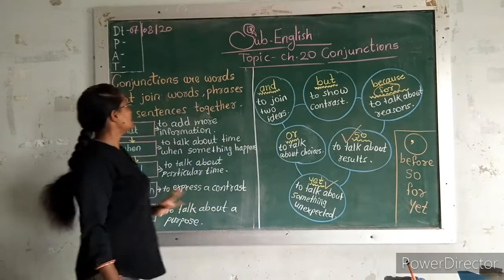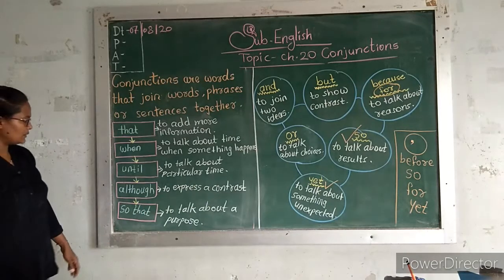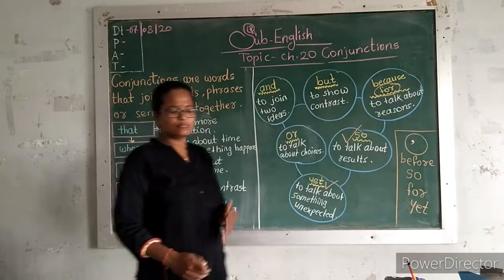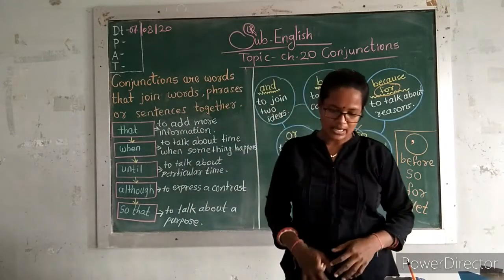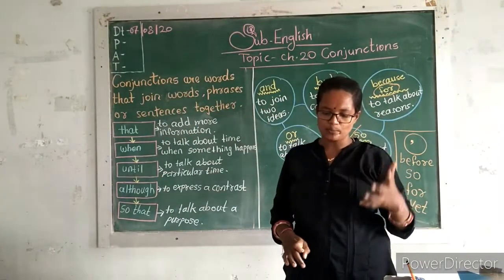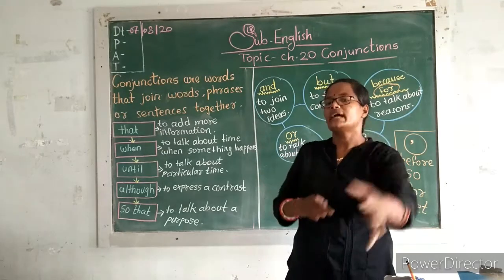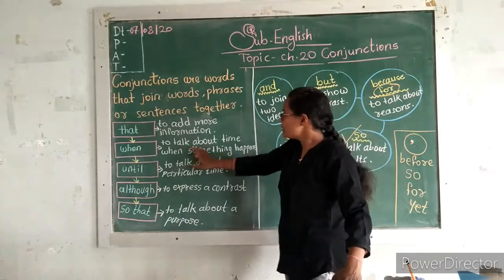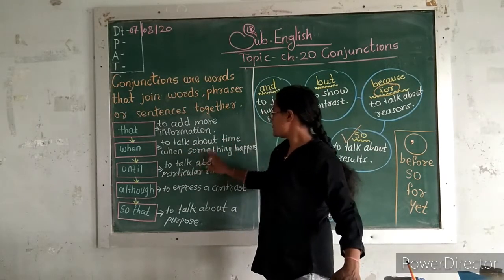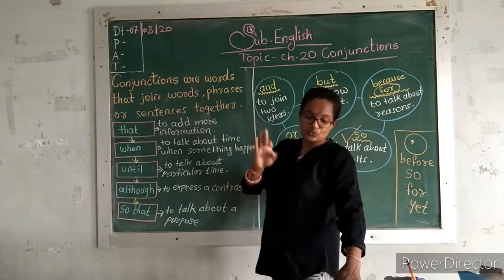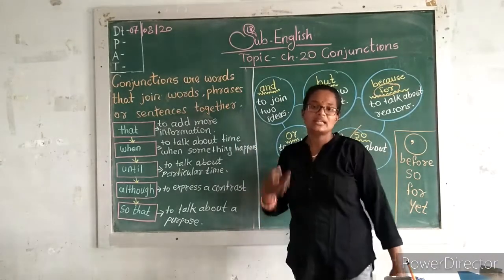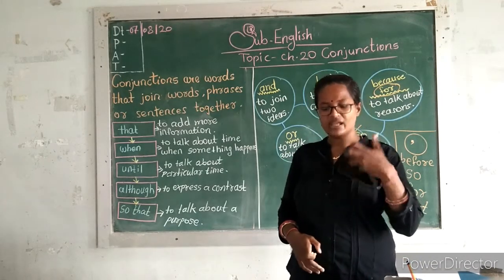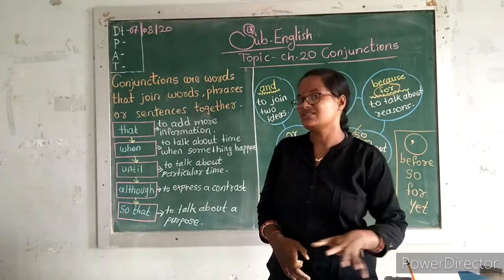Now let's discuss these five. We use that to add more information. Example, we are hoping that we will reach on time. Then when, to talk about the time when something happens. We use when to talk about the time when something happens. Example, I will call you when I reach.